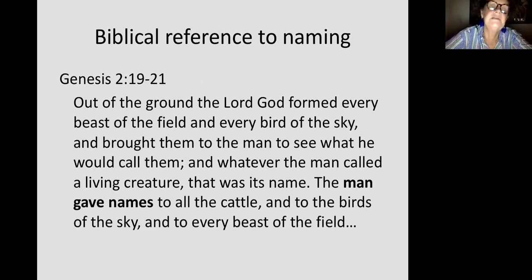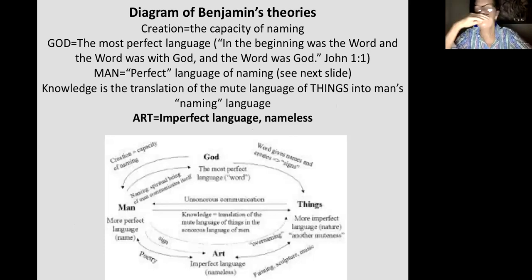In Genesis, it says that God created all the animals and birds and flowers and so forth, and he brought them to Adam, the man, to see what he would call them. And whatever the man called a living creature, that was its name. That was its meaning. That was the context for it. The man gave names to all the birds and beasts. So we as human beings have this capacity to name things and thereby give them meaning.